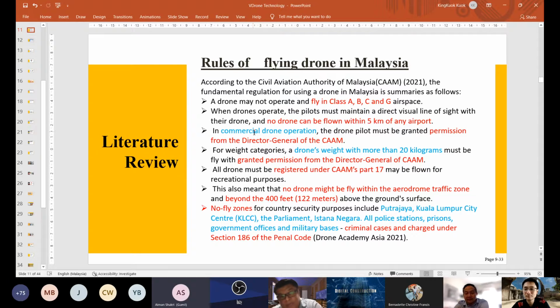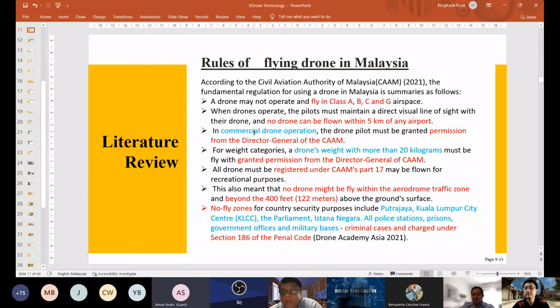So of course, the first one is you are not able to fly in class A, B, C, and G airspace, and 5 kilometers away from the airport, and you cannot fly for more than 400 feet above the ground. Every time you fly, you need to get the permission from the Director General of Civil Aviation Authority of Malaysia if the drone weight is more than 20 kilograms. For commercial drone operation, you need to get the permission from the Director General of CAM as well. For recreation purposes, you need to register the drone. These are the limitations. Whatever we do, we have to abide by all the rules.